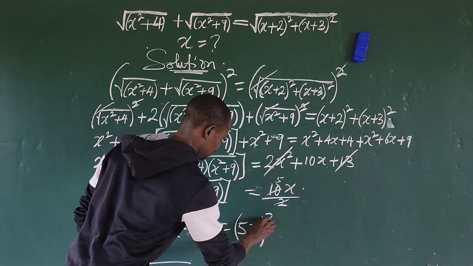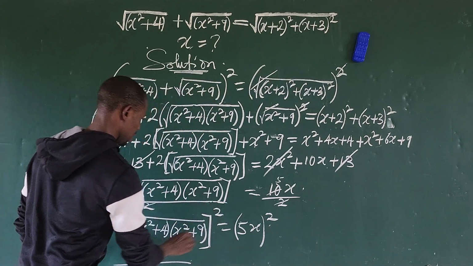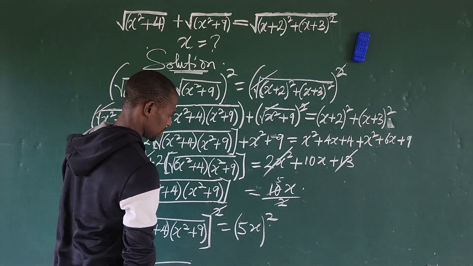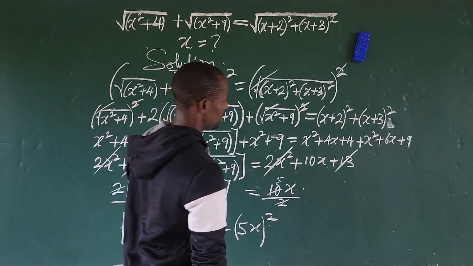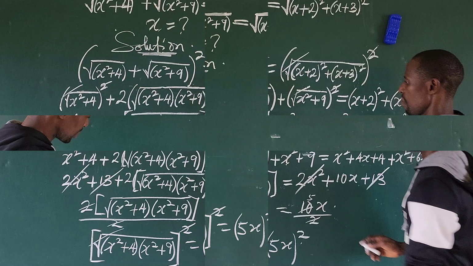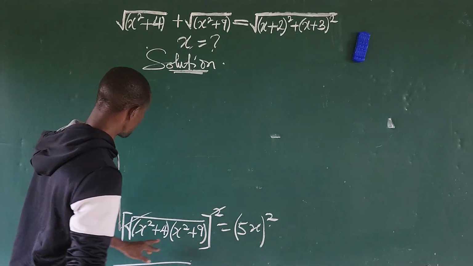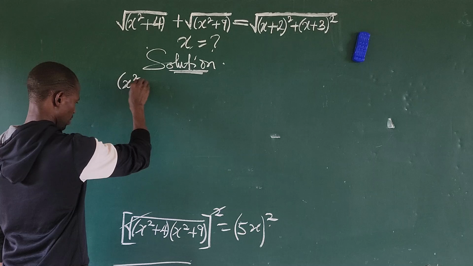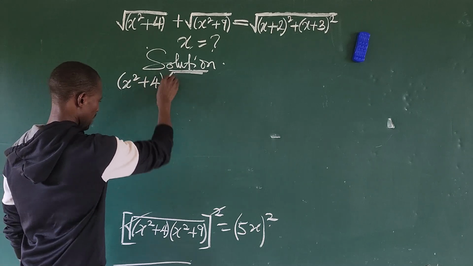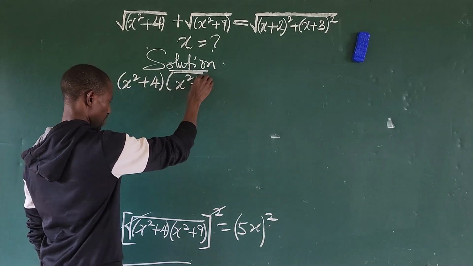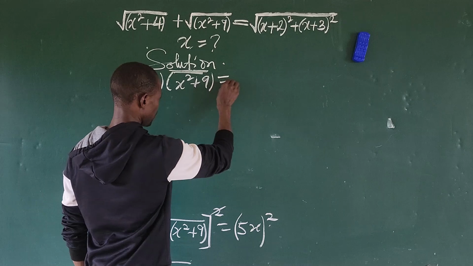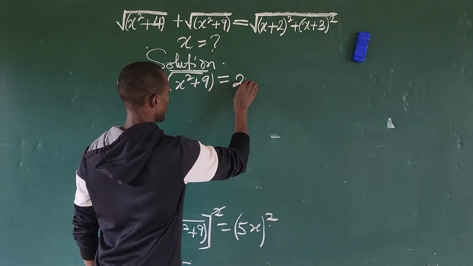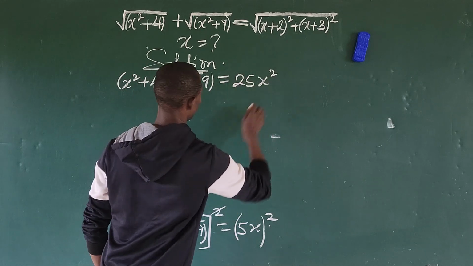Also take the square of the side also. So what happened? The radical goes with the square here. Let's continue at the top here again. We now have this expression, which is our bracket x to the power of 2 plus 4 close bracket, everything to the power of 2, plus 9, equal to 25x to the power of 2.